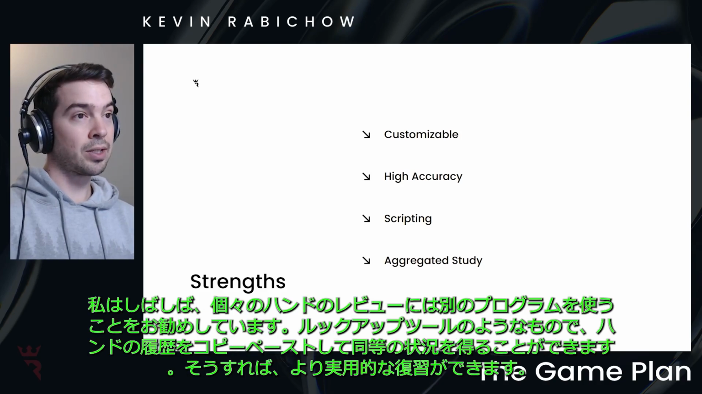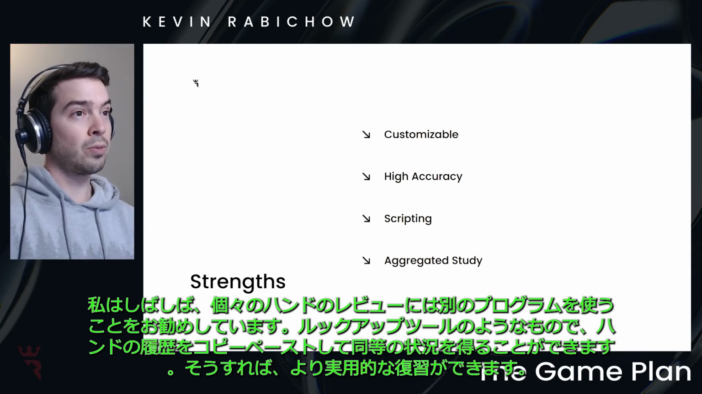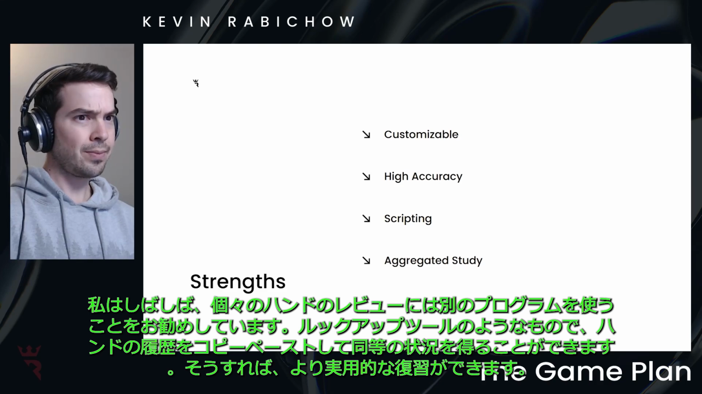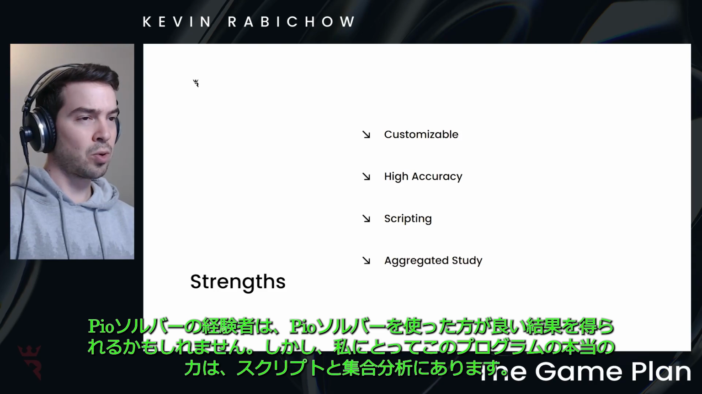Very often I recommend for reviewing individual hands to use a different program, something that's faster, something like a lookup tool where you can copy paste your hand history and get a comparable situation. It's a lot more practical to review single hands in that way. Now, a more experienced PO Solver user might find better results by using PO Solver, but to me, really, the power of this program is in the scripting and the aggregate study.